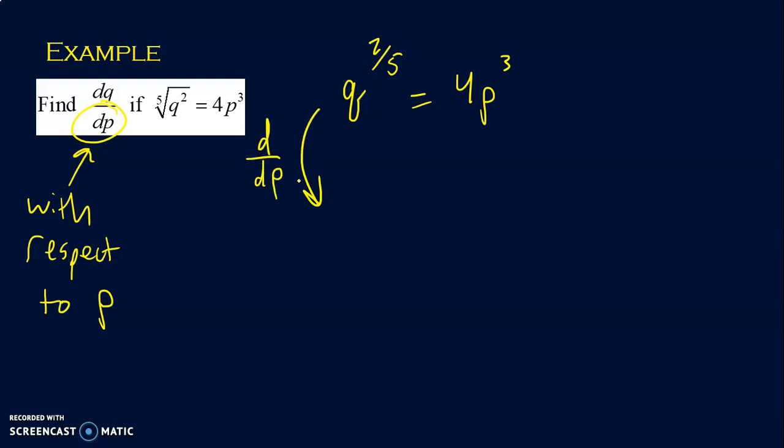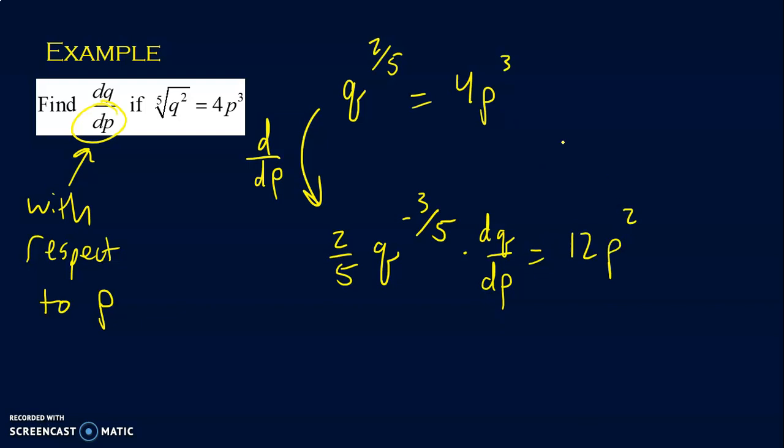So when I take the derivative of q with respect to p, that's where my dq dp term is going to come in. When I take the derivative of p with respect to p, dp dp is going to go away. But I'm just going to use the power rule on both sides and then use the chain rule with respect to p. So on this side, I would get 2/5 q to the negative 3/5 because I take away 1. And then the chain rule, so the derivative of q with respect to p. And then over here, I would get 12p squared. And then the derivative of p with respect to p, I don't need to write.